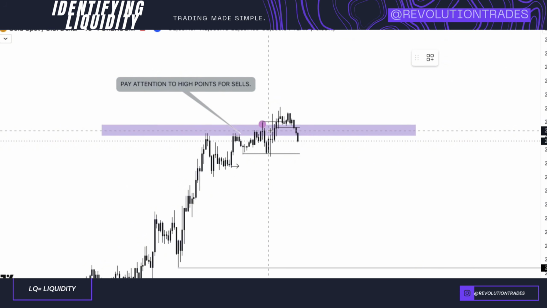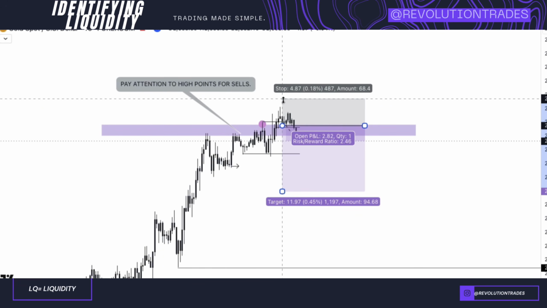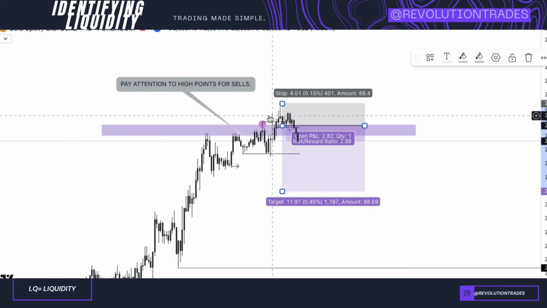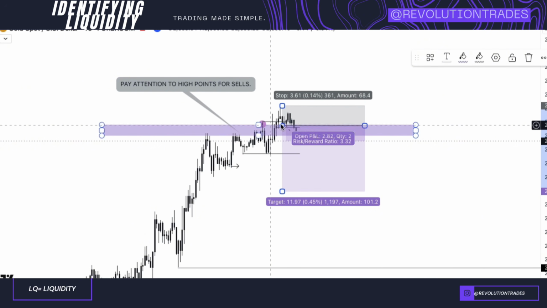Price took this high out. What do you see? A lot of wicks. You see some bodies. That's okay, but it's taking this high out. It broke a low point on the lower time frame. Let's just say it's literally taking orders out.